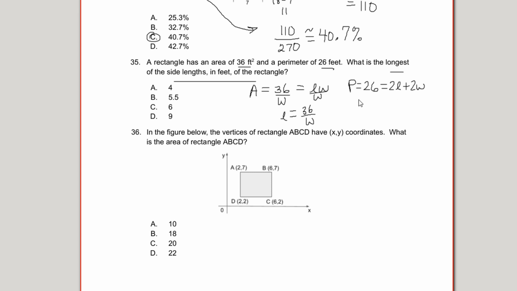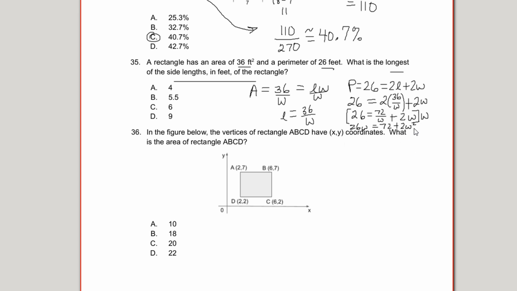Let's plug that in over here. We've got 26 is equal to, for L, I'm going to plug in 36 over W, plus 2W. So let's calculate here. We have 26 is equal to 72 over W plus 2W. I've got a W in the denominator. I need to get rid of that, so I'm going to multiply everything through by W. And I get 26W equals 72 plus 2W squared.